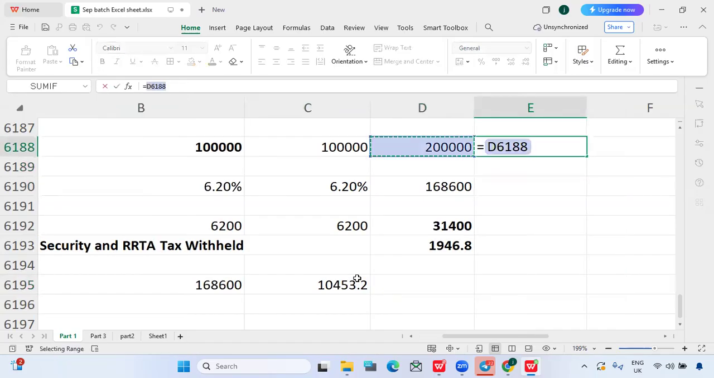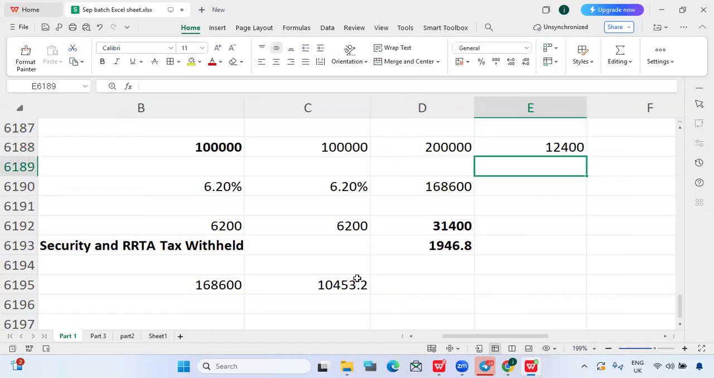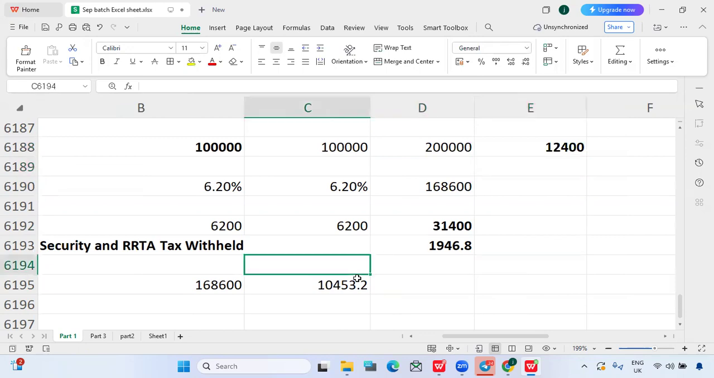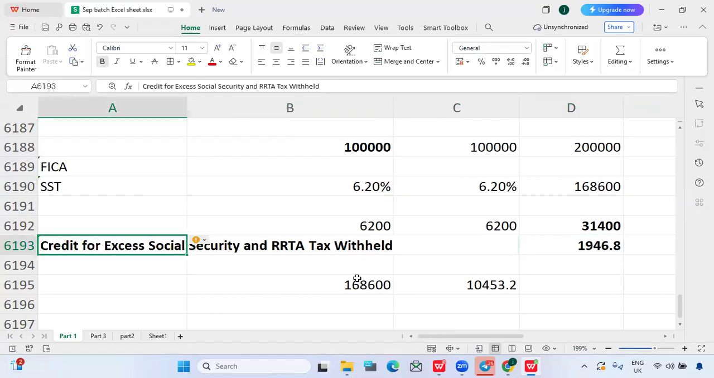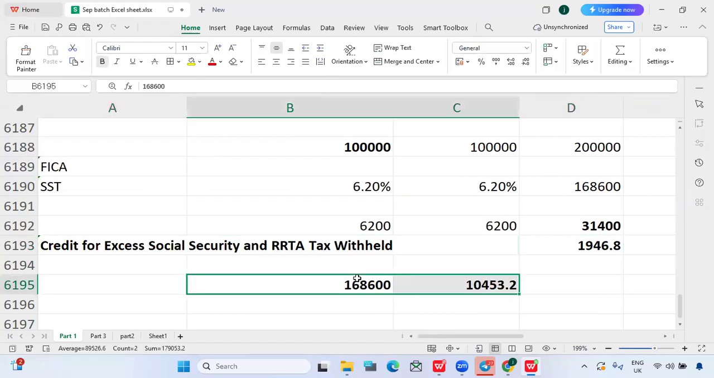We have paid 200,000 into 6.2 percent, which is 12,400. You can subtract 10,453 from 12,400, and you will get 1,947. So this is the amount which is excess social security withdrawal. You can calculate in this way as well. Yeah, so whatever would be our level of income, we would pay only 10,453, right? Exactly. Okay, got it.